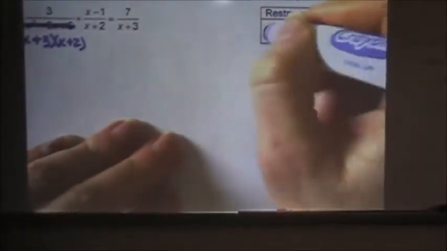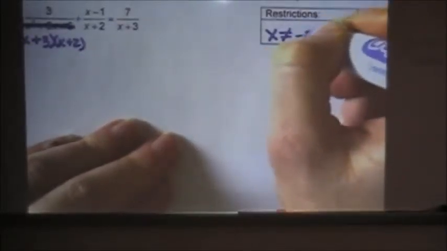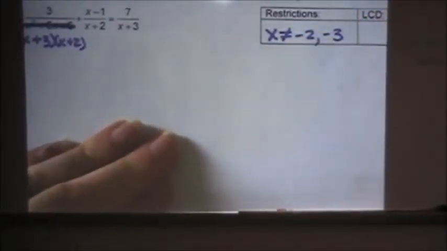All right, last example, number 5. Now, in order to know both my restrictions and to find my LCD, I first have to figure out what pieces are involved in my denominators. So this trinomial has to be factored as x plus 3, x plus 2. Now that I've factored it, I can see my restrictions. X cannot be negative 2 or negative 3.